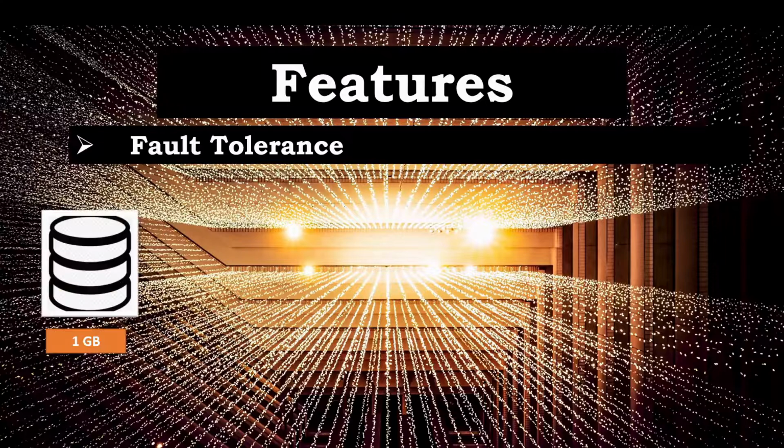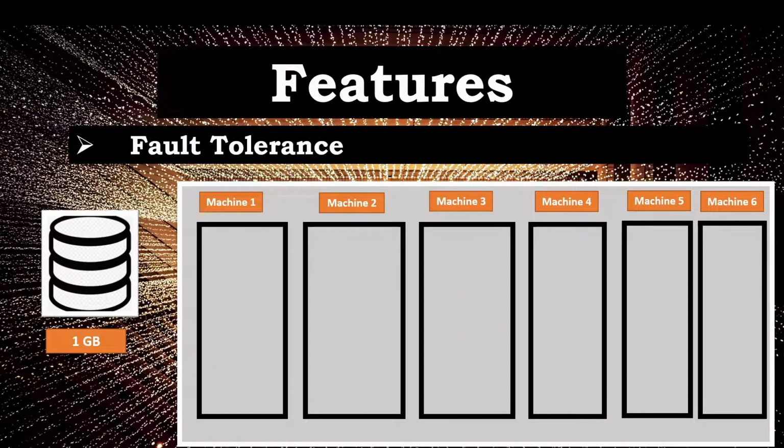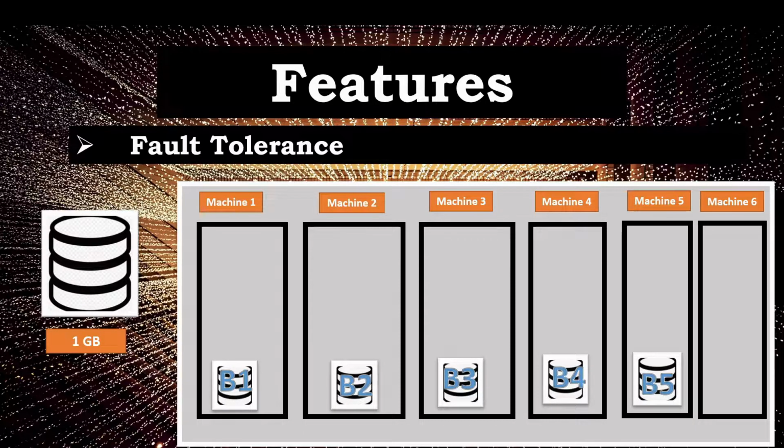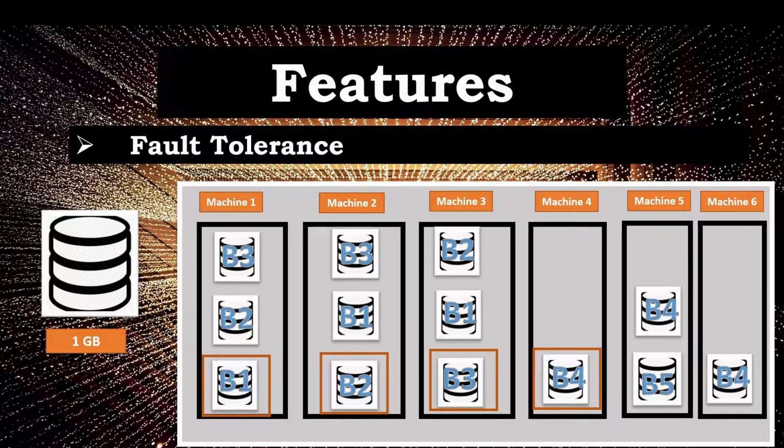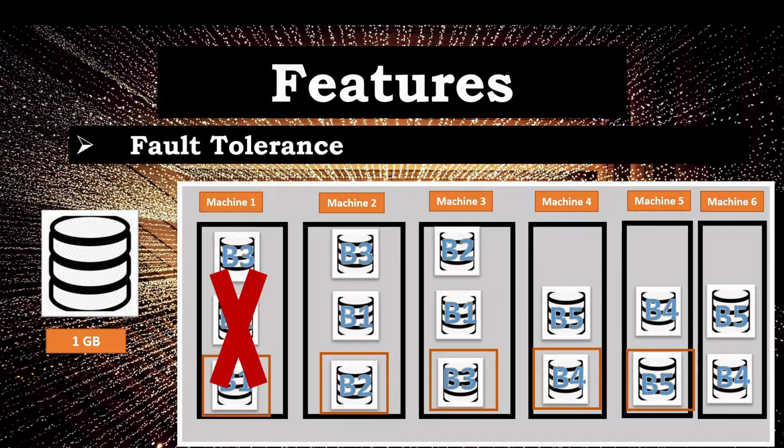How? Let's see. After we split 1 GB data into 5 200 MB blocks, we not only store each part in different machine, but we actually replicate these blocks more than one time throughout these machines. So B1 will be replicated into machine 2 and machine 3. Like that, B2 will be replicated into machine 1 and 3. Likewise, B3 will be replicated into machine 1 and 2, B4 into machine 5 and 6, and B5 into machine 4 and 6.